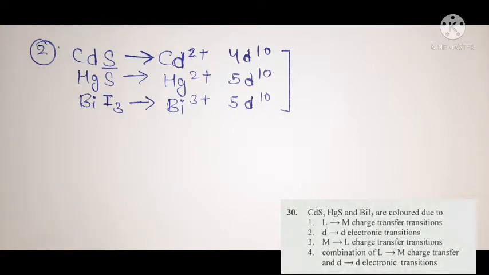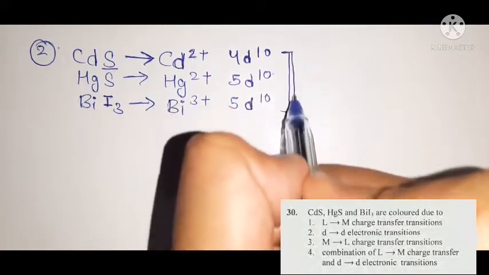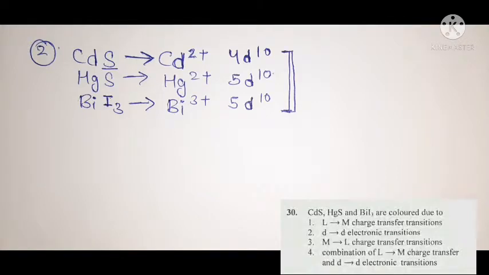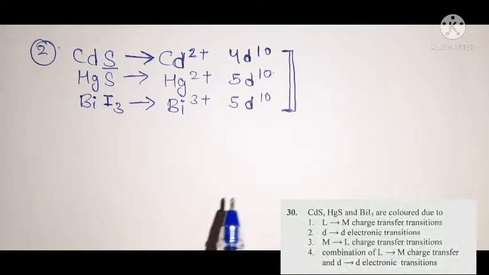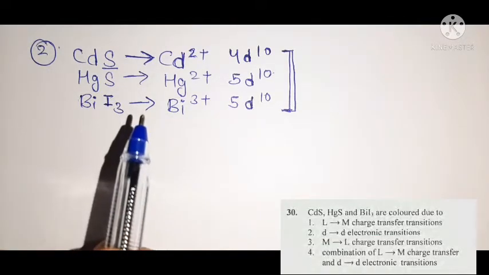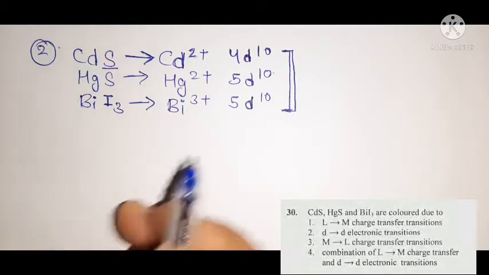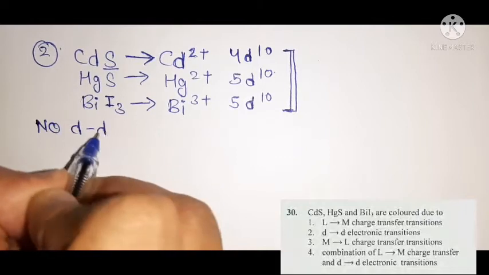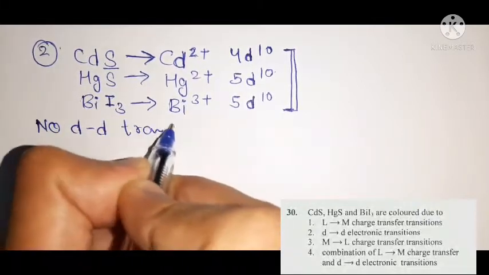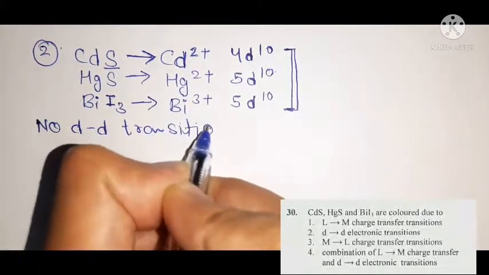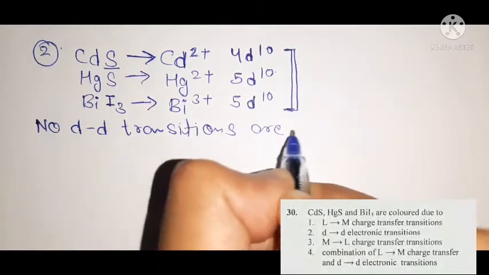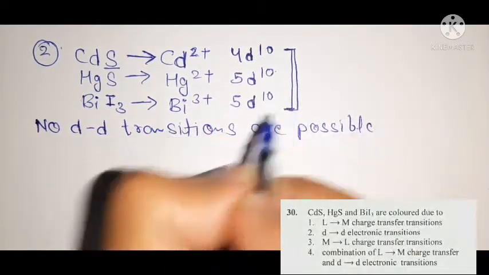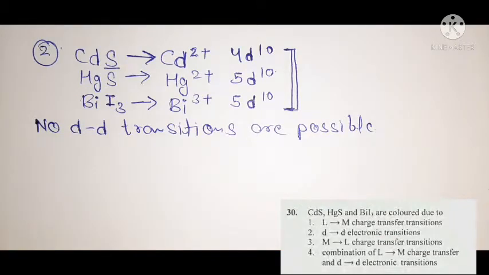Here you clearly see that the fulfilled d orbitals are present. So that means in this case no d-d transitions are possible. Understand? Because of fulfilled d orbitals.